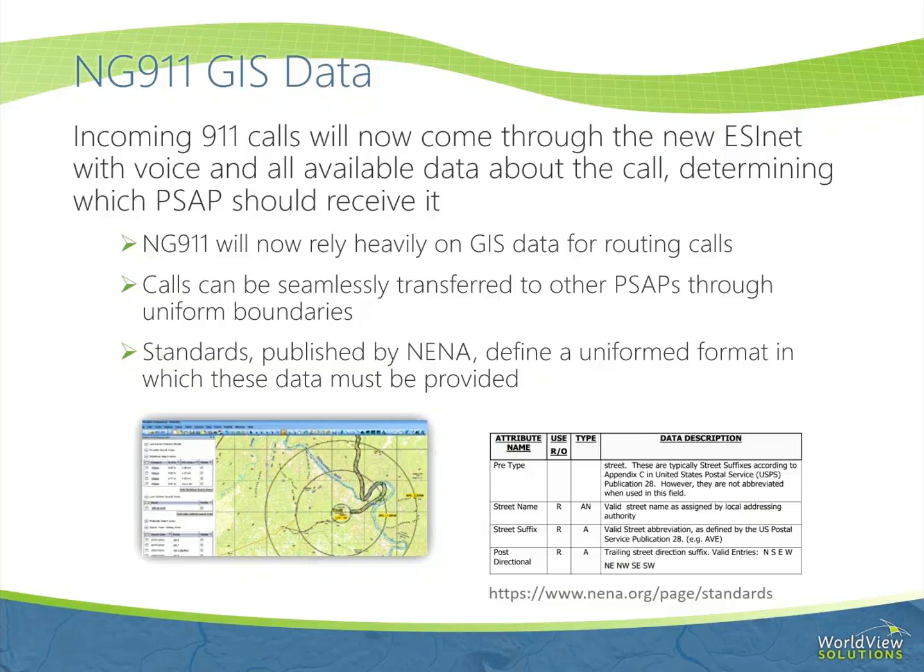NG911 is now going to rely heavily on GIS data for routing the calls. GIS data has always been incorporated through tactical mapping. Telecommunicators will have the map within their computer-aided dispatch. But now the GIS spatial data is going to be critical to processing the calls. We're talking near perfect, near real-time data necessary at all times.